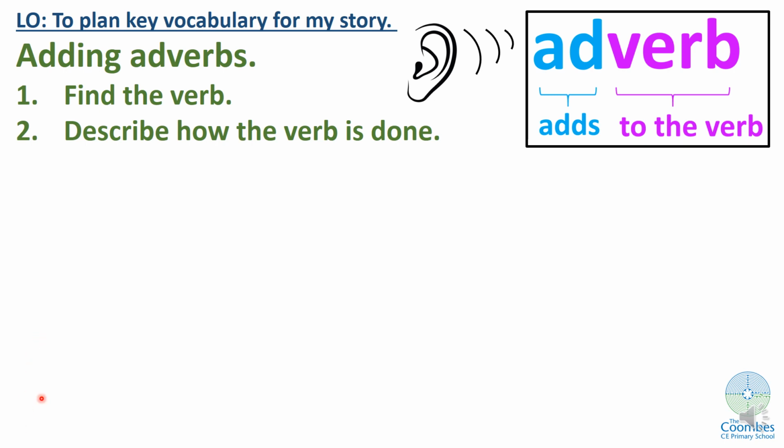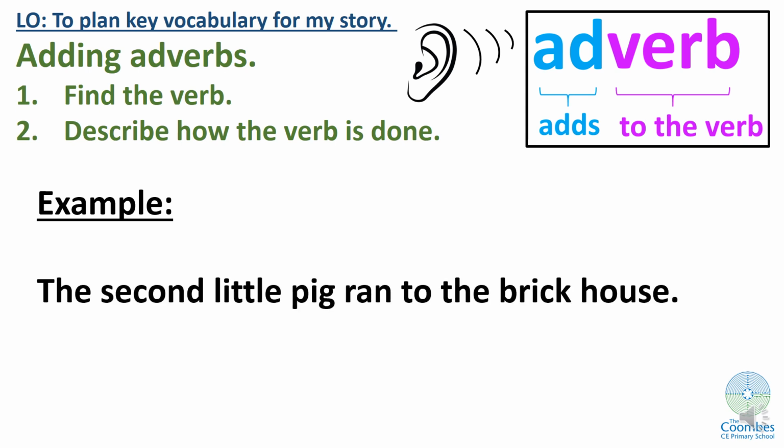Let's look at this next example then. So we have the second little pig ran to the brick house. Remember, we need to find the verb first. This one's trickier because it's not a regular one. You can't look at the ed to help you because it's not there. But think about what the verb is. Think about what the pig did. What did he do? He ran to the brick house. So that is our verb.